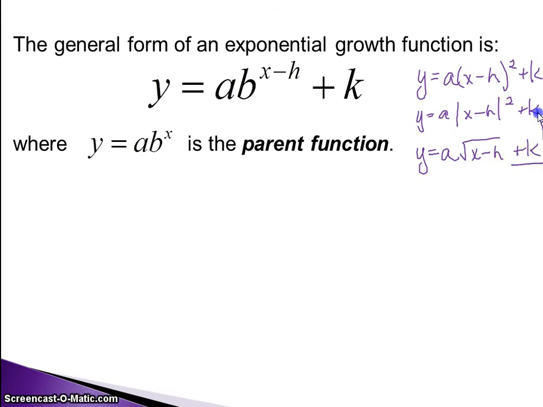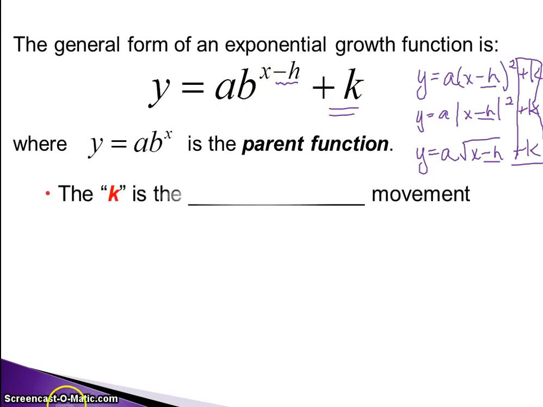No matter what kind of question we have, this k is going to have the same shift as this k. The h that is paired with the x is the same thing as what we have here. So when we look at our shifts, don't let yourself get confused. It's the same kind of shift. The parent function, we're always going to call y equals ab to the x, so that's without the shifts. That's without our h shift and without our k shift.